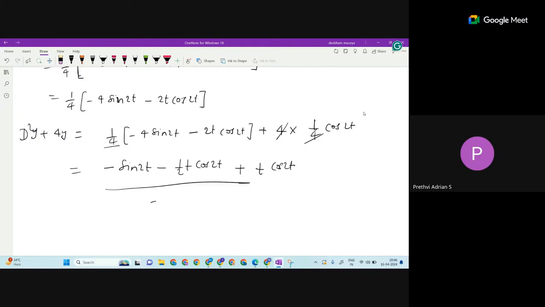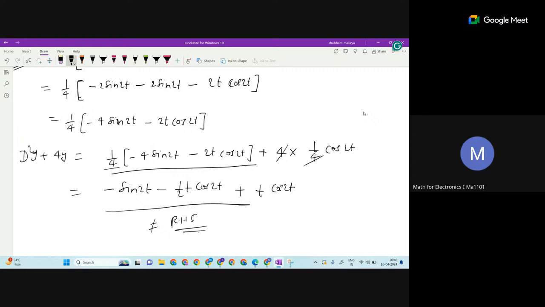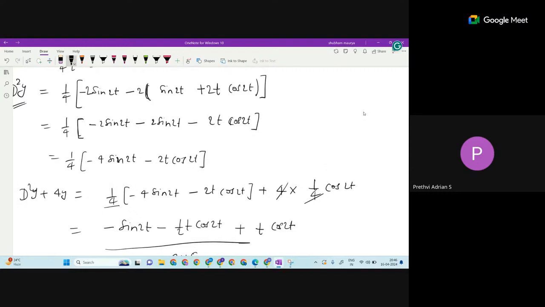Sir, could you please explain the previous steps of this sum, sir? This one. Before this, sir. How did we get that one, sir? I just added these two terms. Here is minus sine 2t, here is minus 2 sine 2t. Both I added, it will become minus 4 sine 2t. No, sir, I am just confused with the entire block of the steps, sir.